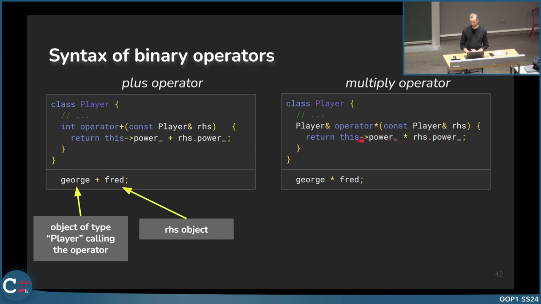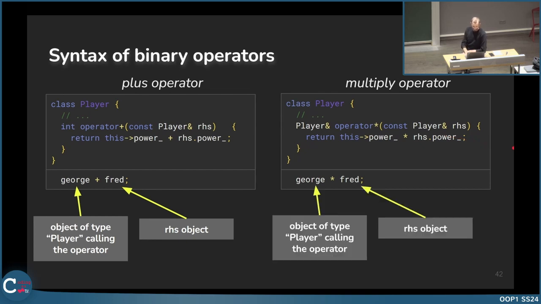And of course, we could also multiply inside. We could also use plus here, and all our users would be furious because when they use George times Fred, it will only be added and not multiplied. So what you write inside here is pretty much up to you. So these are binary operators.